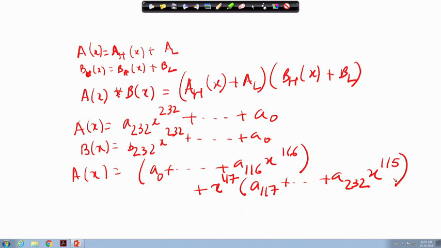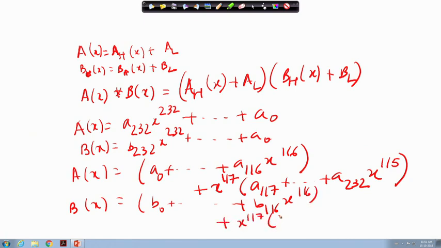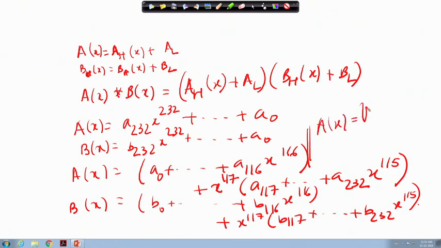So when you are doing an operation between A(x) and B(x), likewise you can take B(x) and also write it in this form, which is B0 plus so on till B116 x power of 116, plus x power of 117 times B117 plus so on till B232 x power of 115. So therefore, in a compact manner, you can write A(x) equal to AL plus x power of 117 AH, and likewise you can write B(x) as BL plus x power of 117 BH. Okay.